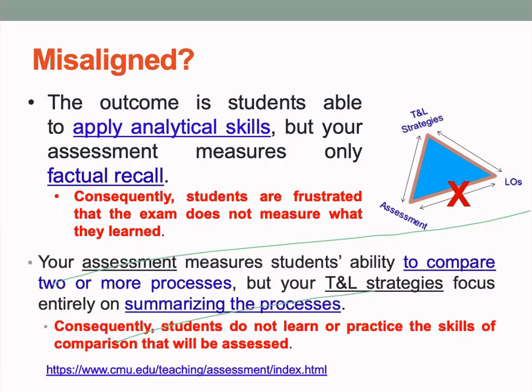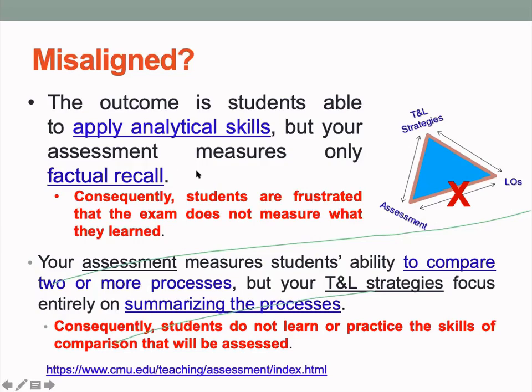Okay, second case, for example, your assessment measures student ability to compare two or more processes. So for example, you assess students on how to compare two or more processes. But in the teaching and learning strategy, we are focused entirely on summarizing the process, not on comparing. We don't teach them how to compare. We teach them how to summarize the process, for example. But we ask them how to compare. We ask them to compare these processes.